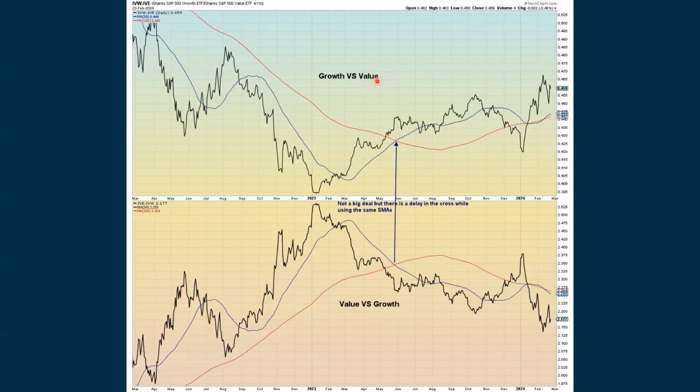We compare growth to value, and we can see here on the top part of this chart that growth is outperforming value. We also look at an inverse of that same chart showing how value is underperforming growth. And that's what we've been seeing now for quite some time.